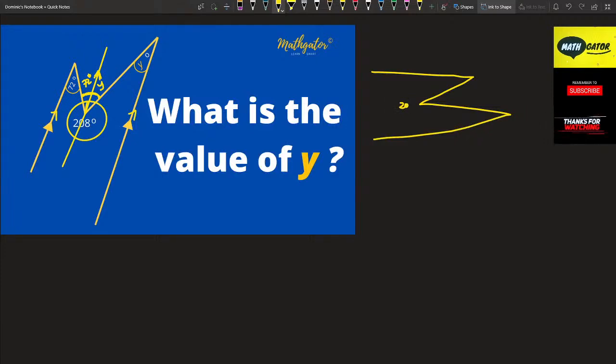Let me just plant this way, and then we have 208. We have this place to be 72, we have this place to be y. Because of the arrowheads that have been given, we can confidently draw another perpendicular line to go through it. Let me draw this thing.